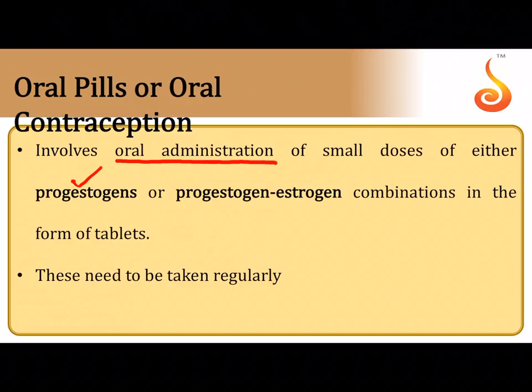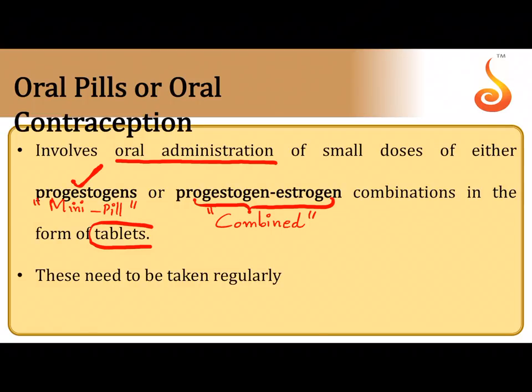They may contain only progestogens, which is the progesterone family of hormones, or they may be a combined pill. If it has progesterone only, then it is called a mini pill. If it has both progestogen and estrogen combination, it is referred to as a combined pill. So two types of oral pills which are taken by females. One is progestogen only. Second one is progestogen-estrogen combined pills. They are taken in the form of capsules or tablets by women. They need to be taken regularly.